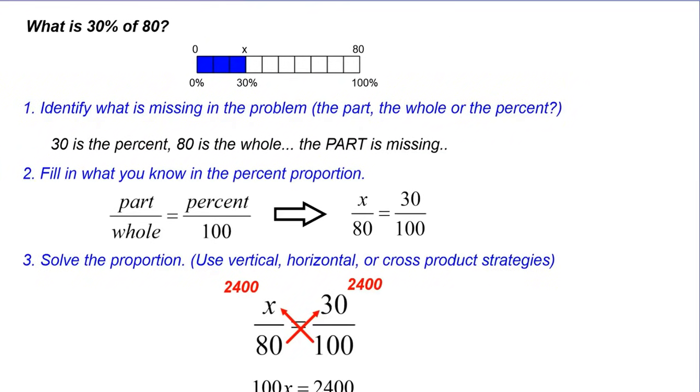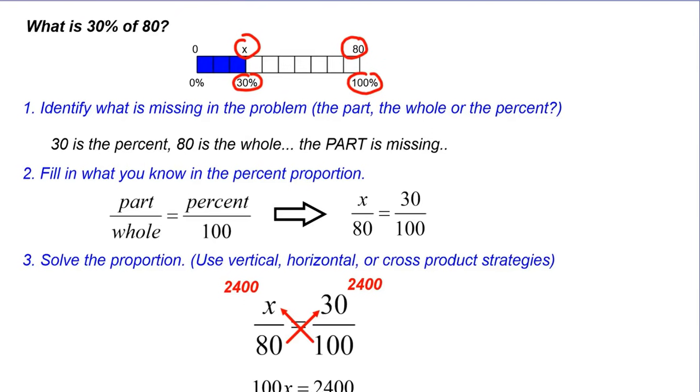So let's take a look at an example here. What is 30% of 80? So if I modeled this question here on my double ratio bar graph, on the top, I don't know how much out of 80 that is. I'm asking what is 30% of 80. So how much out of 80 is equivalent to 30% out of 100? So we can set up a proportion here that makes these two relationships equal.